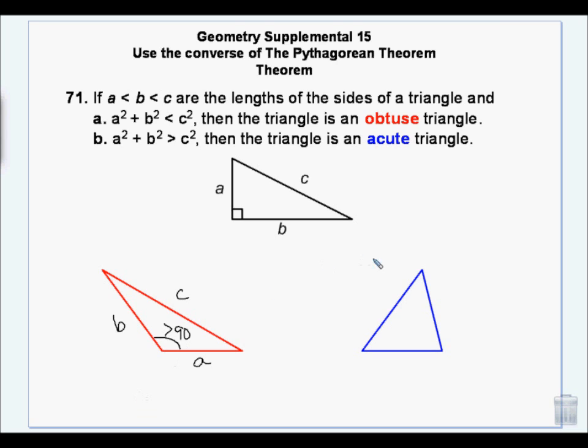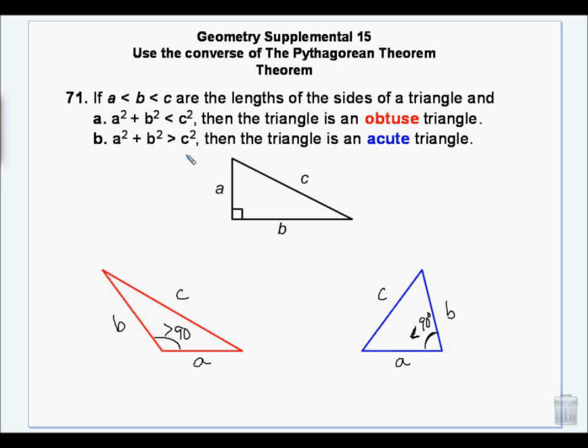And then here, if you have A, B, C, this angle is less than 90. So if A squared plus B squared is less than C squared, you have an obtuse angle. If A squared plus B squared is greater than C squared, then you have an acute triangle. And it's opposite. Like you think larger.